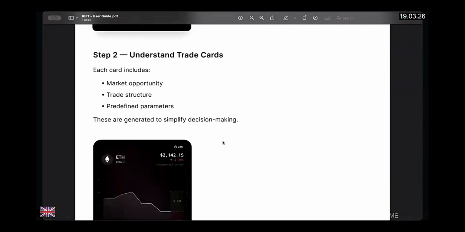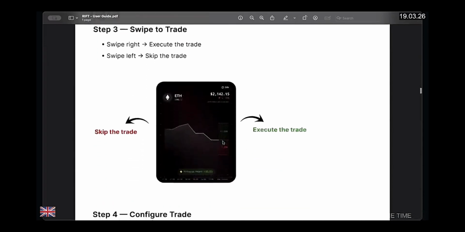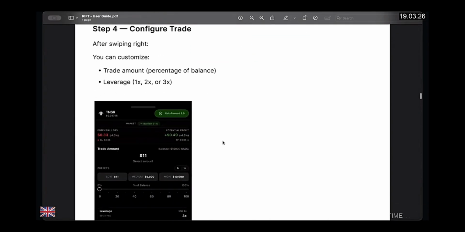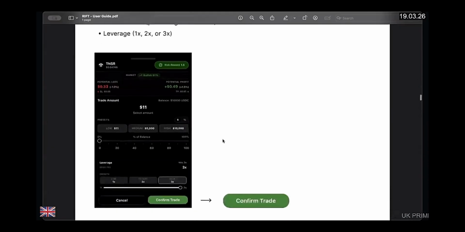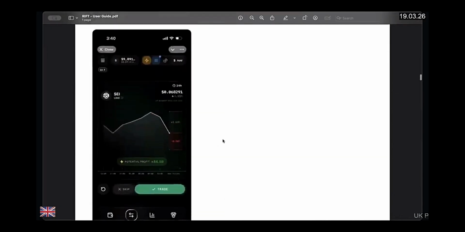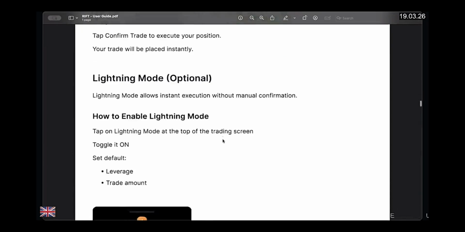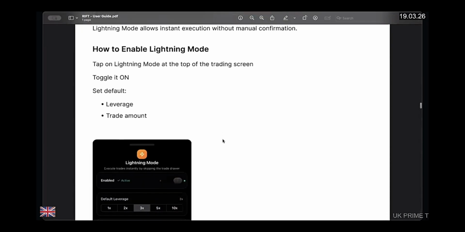And how to understand these cards? These cards actually work on a swipe left and swipe right option. To execute the trade, you go towards the right, and to skip the trade, left. If you go right, you basically execute the trade. Your cards appear based on the risk profile that you have set, the profile that you want to trade with, and the ticket size of the lightning mode that you have set.